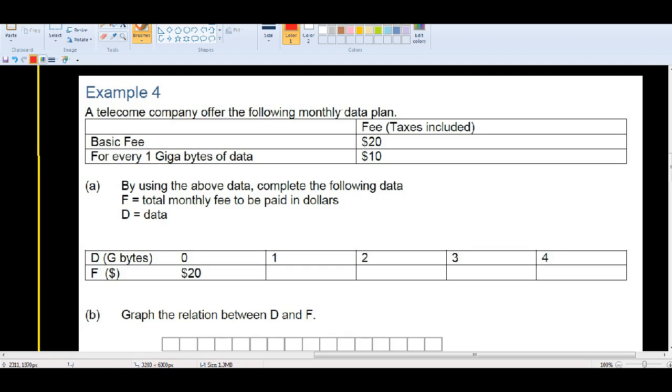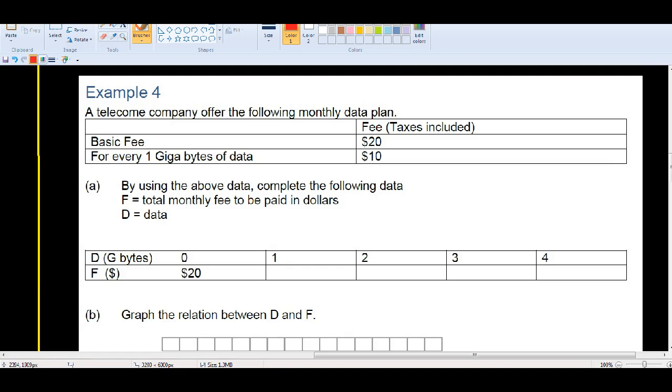But there are many situations in our daily life that are not direct proportion, but they are linear. For example, a telecom company offers the following monthly data plan. If you use a mobile phone, possibly you need to have a monthly data plan, right? From the plan, they will give you a basic service charge or a basic fee, about $20 per month.